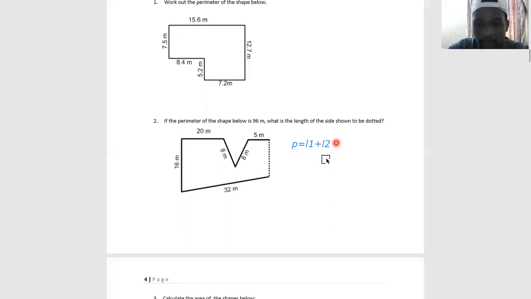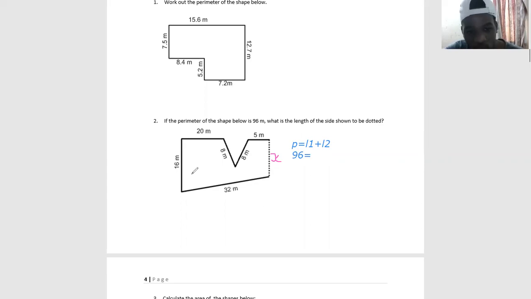We are given that the value of the perimeter is 96, so you should substitute P by 96. 96 is equal to L1 plus L2 plus what. Since we are looking for this value here and we don't know it, we'll just label it as X. So it will be 20 plus 16 plus 32 plus 8 plus 8 plus 5 plus X, because this is what we are required to calculate.